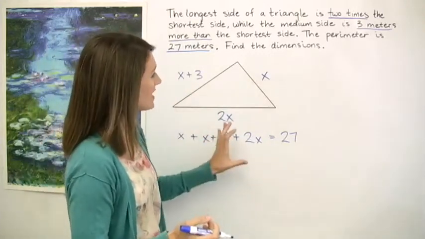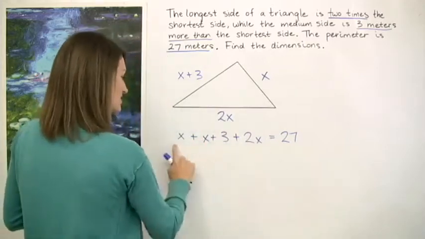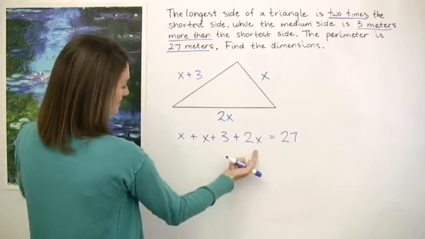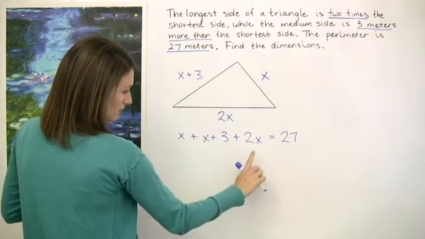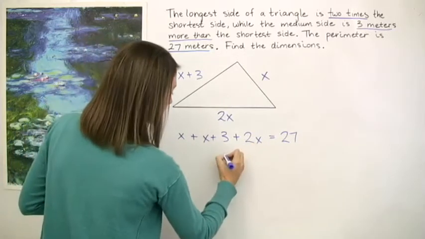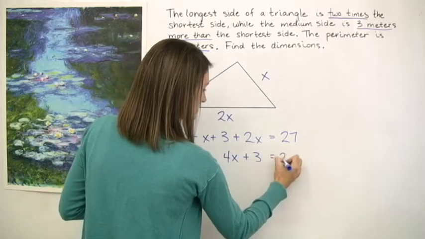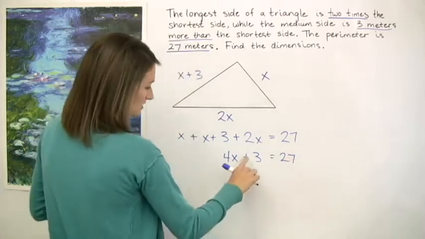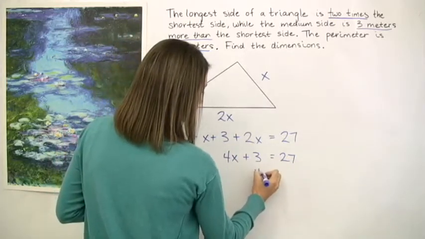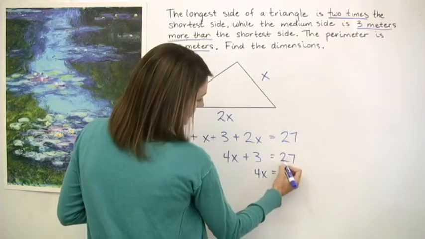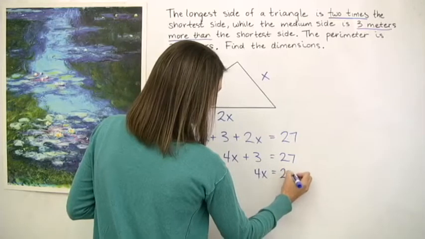So now the next step, which is our fourth step of our blueprint, is to solve this equation. So let's simplify this left side. We'll combine similar terms. So we have x plus x is 2x, plus 2x over here is 4x, plus 3, that's equal to 27. And then let's move our 3 over here. We're going to add -3 to both sides, which leaves 4x on this side. And then 27 plus -3, or 27 minus 3, is 24.